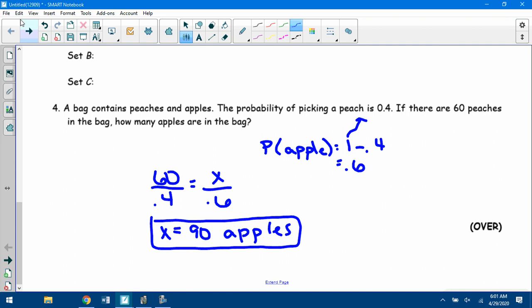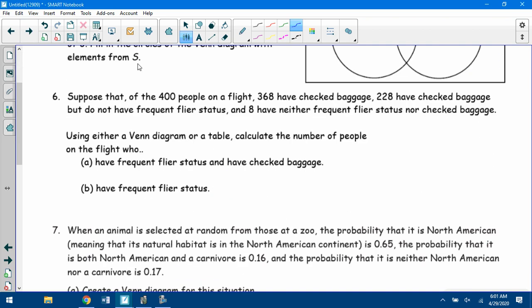All right, otherwise over on the back, a couple people asked me about number 6. Suppose that of the 400 people on a flight, 368 have checked baggages, 228 have checked baggages but do not have frequent flyer status, and 8 have neither. Using a Venn diagram or a table. Table's the way to go. It's just a little bit easier. You can see everything easier.